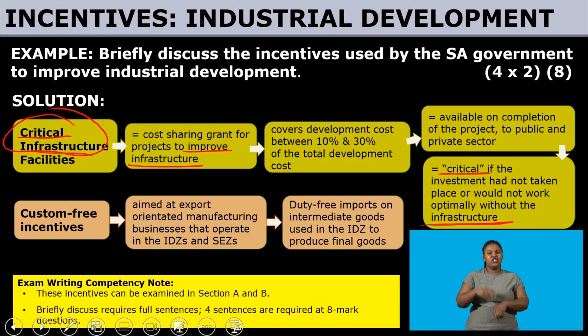So duty-free applies to imports of intermediate goods that are used in the IDZ to produce final goods. So you import raw materials free of duty. If it is an IDZ, then those raw materials, the company or the business will use them to produce a final product in the IDZ. But that final product will have to be exported.